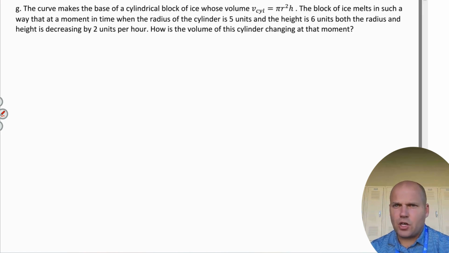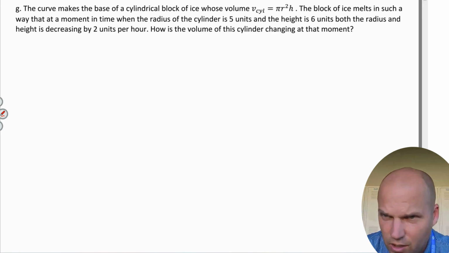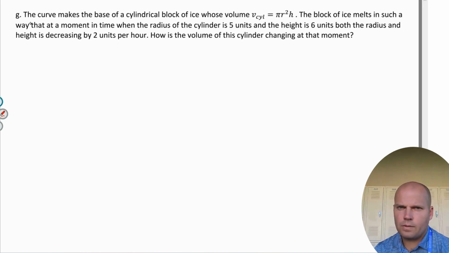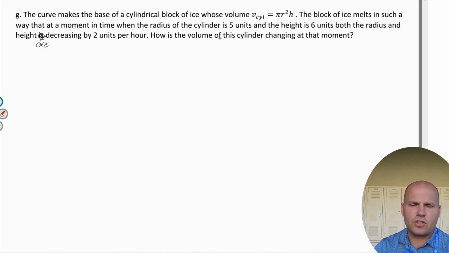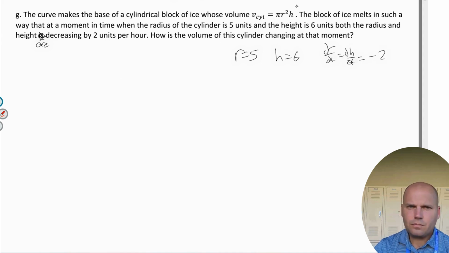All right, last part. The curve makes the base of a cylindrical block of ice whose volume is pi r squared h. The block of ice melts in such a way that at a moment in time, when the radius of the cylinder is 5 units and the height is 6 units, both the radius and height are decreasing by 2 units per hour. How is the volume of the cylinder changing at the moment? So at the moment in time when the radius is 5 and the height is 6, both dr/dt and dh/dt are negative 2.